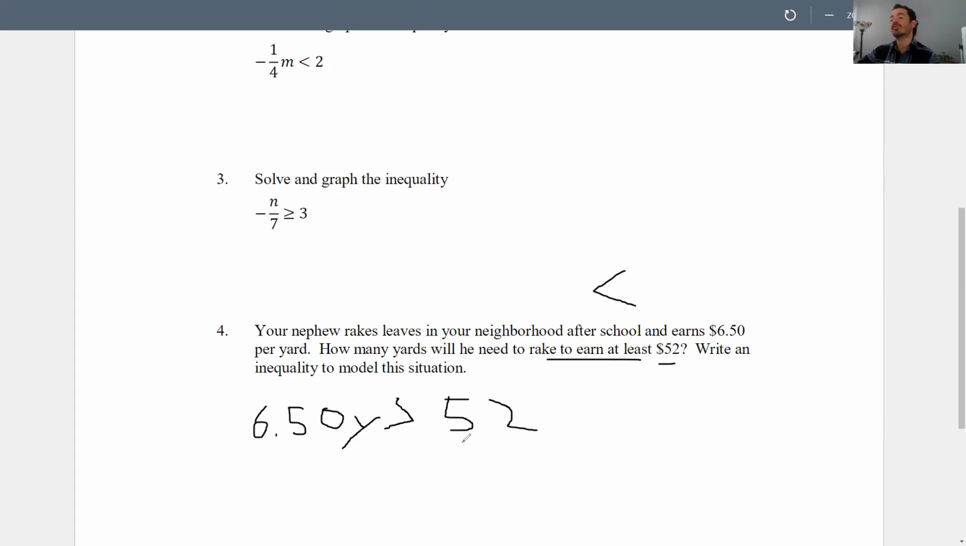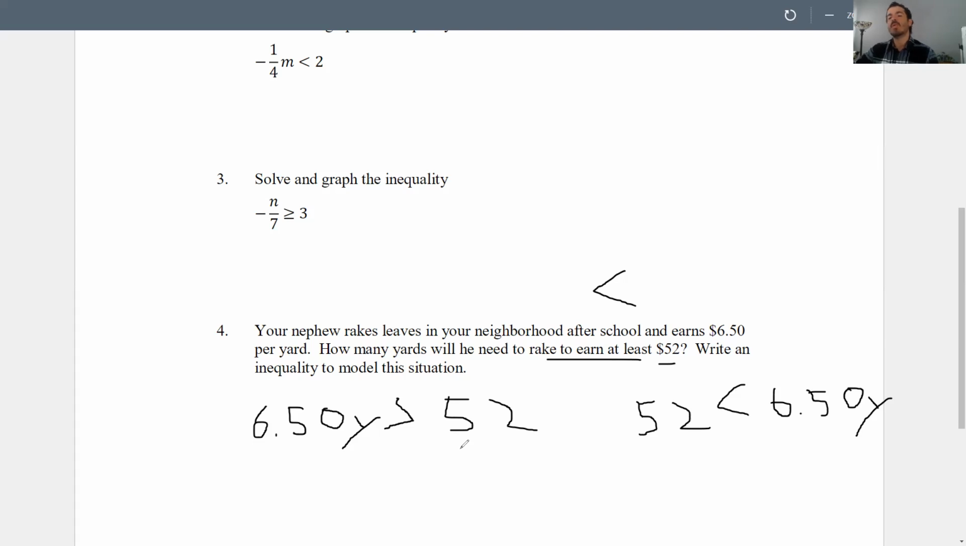than. Sometimes if you were to write the 52 in first, it would make sense to do this: 52 is less than the $6.50 per yard. Either one of these answers is acceptable. They're saying the exact same thing. This is called the reflexive property of equality or inequality. Reflexive, like a mirror reflects. These are the mirror images of each other.